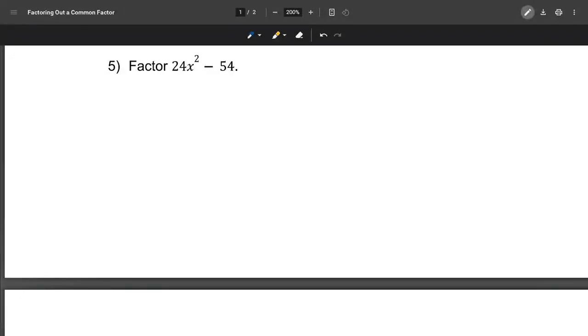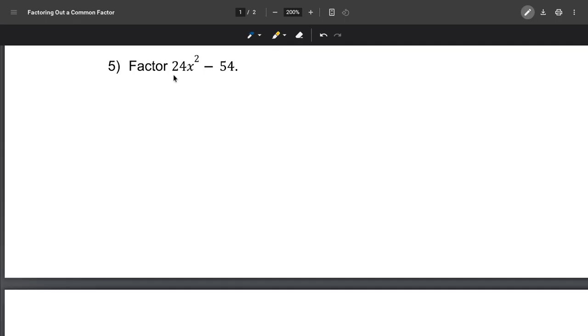In this video we're going to look at factoring out a common factor to factor a quadratic. These ones are a little bit more difficult because the number in front of x squared after we factor out the common factor is still going to be greater than 1. So let's look at this first one. It says factor 24x squared minus 54.